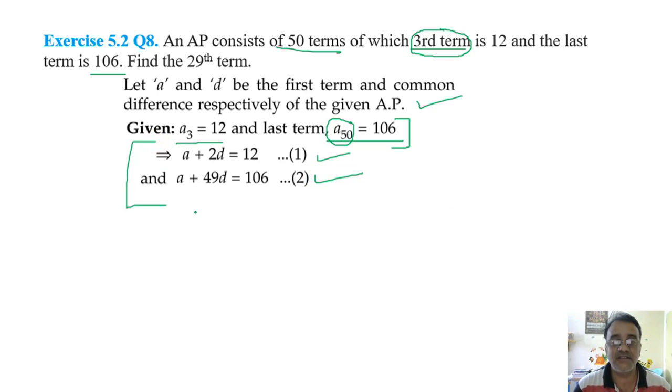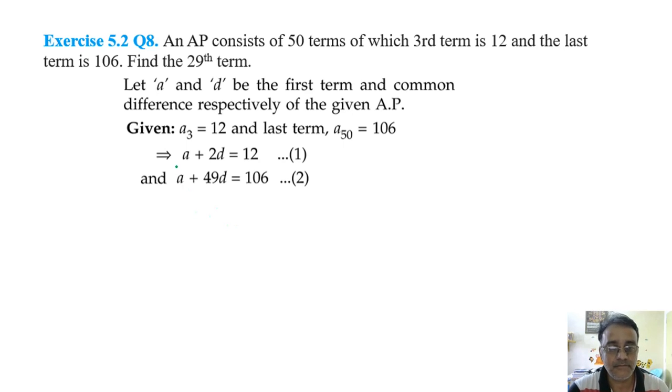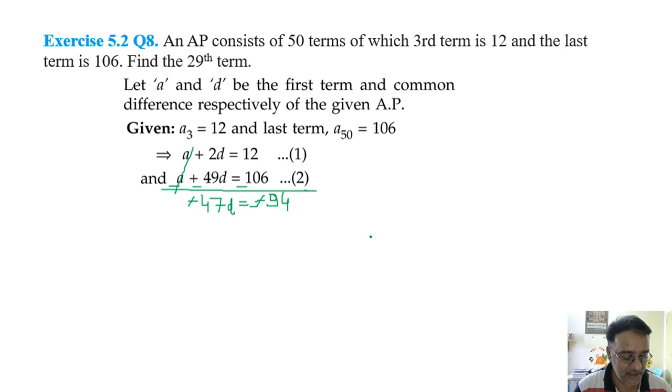So are any coefficients same? Coefficient of A is same, so sign is also same. So what we have to do, addition or subtraction? Subtraction. Very good. Subtraction we have to do. So if we do the subtraction, all signs will be changed, and this A will be cancelled, and we are getting minus 47D is equal to minus 94.